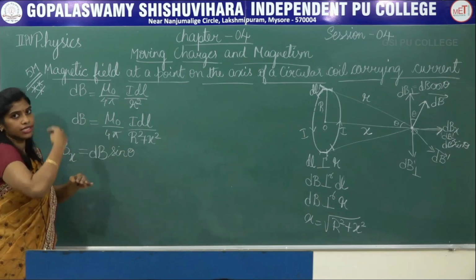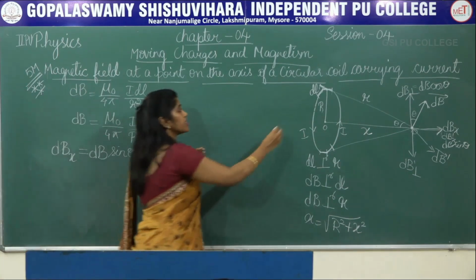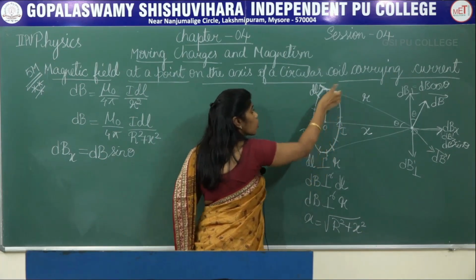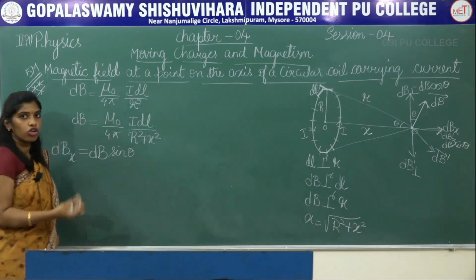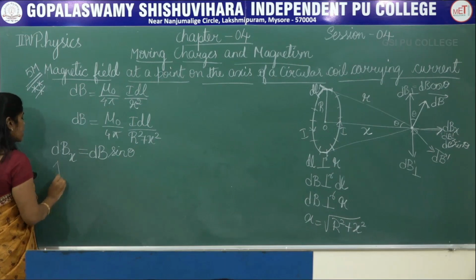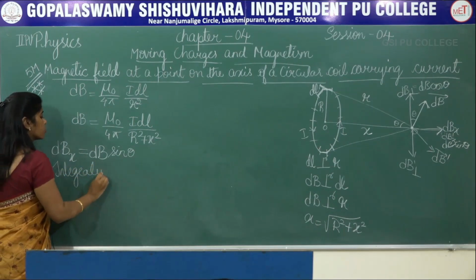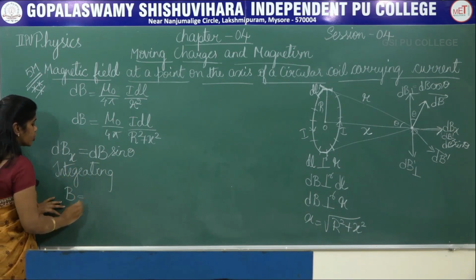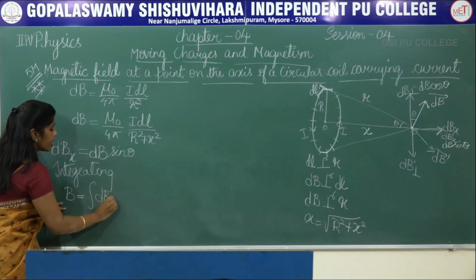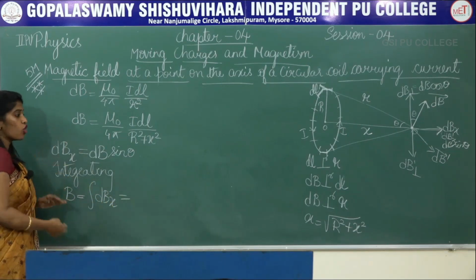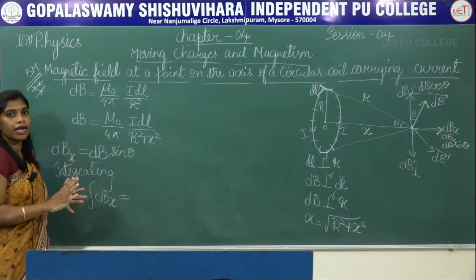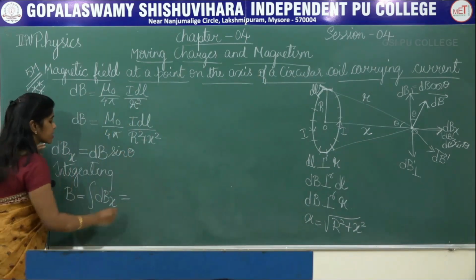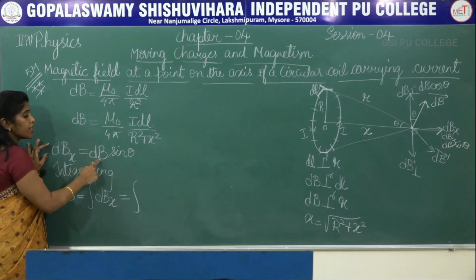Now if I add all these current elements, I am dividing this into small elements. If I divide them into small elements, I am going to get so many elements, and if I have to add all of them, I can integrate. So integrating, I am going to get the magnetic field B is equal to integral dBx. So integrating all these components, I am going to get the total magnetic field at the point P due to this current carrying coil. Then this is equal to integral dBx, which is dB sin theta.